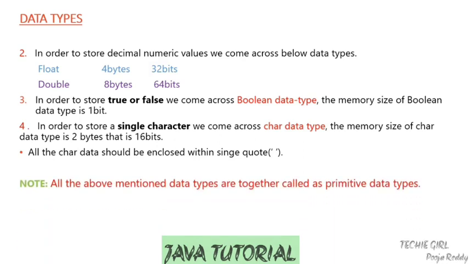So all the above mentioned data types are together called primitive data types. What are primitive data types? As the name suggests, the programming language itself defines the primitive data types. The primitive data types are the most basic data types available in Java. As we discussed, we have byte, char, short, int, long, float, double and boolean as primitive data types.